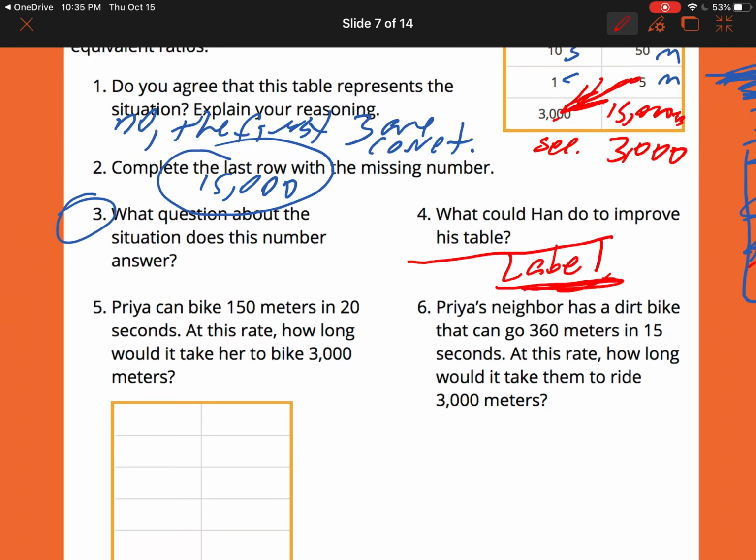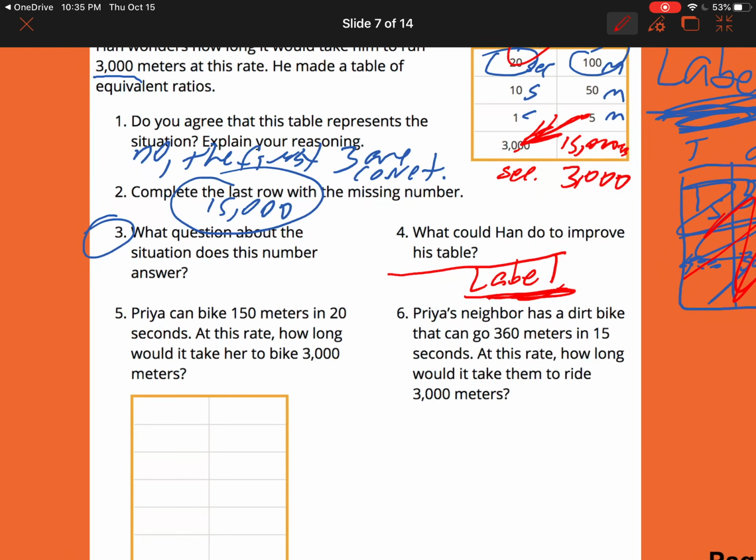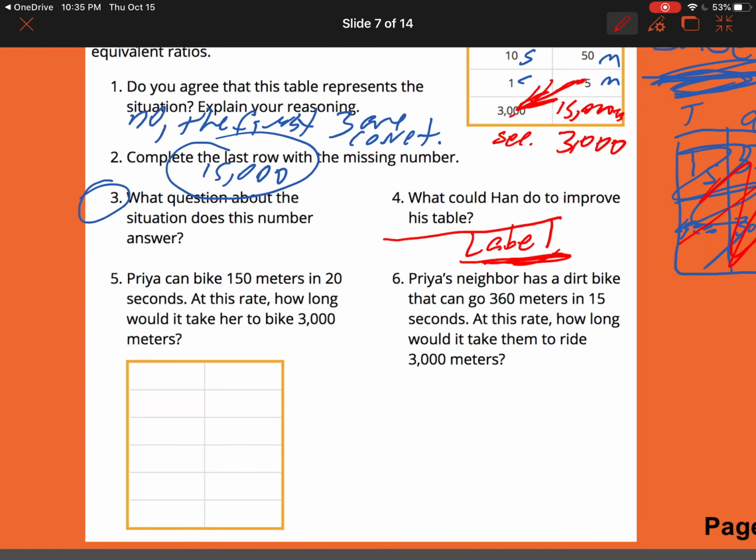So let's look at Priya. Priya can bike 150 meters in 20 seconds. So just like those testing strategies, underlining our key points is really important. At this rate, how long would it take her to bike 3,000 meters? So again, distance and time. Let's put our distance here and our time right here. Always label distance, time. So we have our distance of 150 meters by 20 seconds.